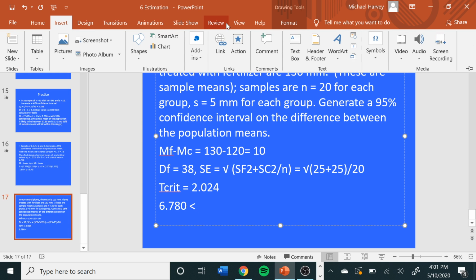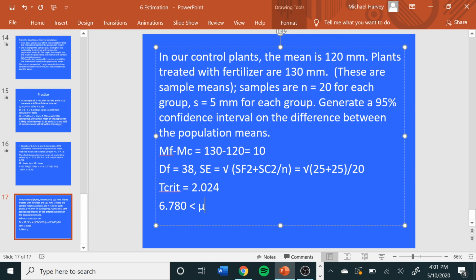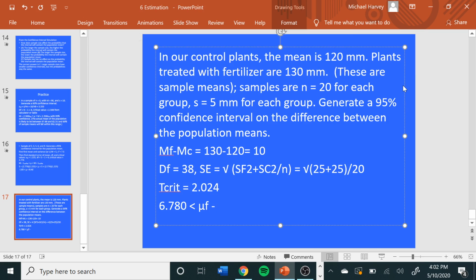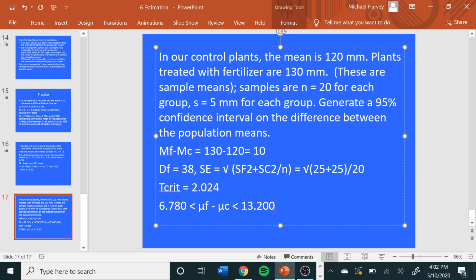So I'm going to write this formally here. All right, we'll use this little thing. We'll call this mu f minus, insert symbol, mu c, and that is less than 13 point, now let me go back and find out what it was again. That's where we were. So we're going to add 10 to that, 13.200. All right, so this is a 95% confidence interval around the difference between means in our control plot.